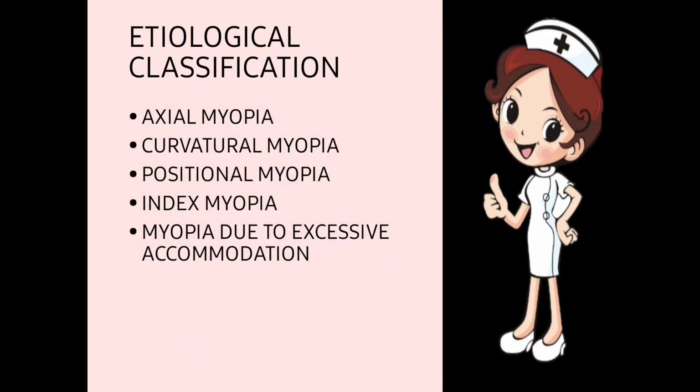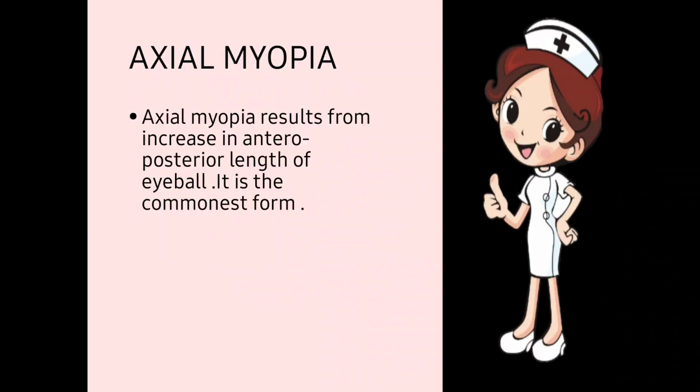Next one, etiological classification. In this we will discuss axial myopia, curvature myopia, positional myopia, index myopia, and myopia due to excessive accommodation. Let's see one by one.